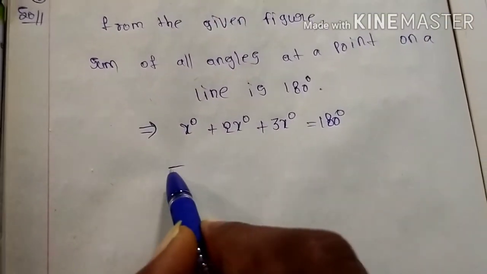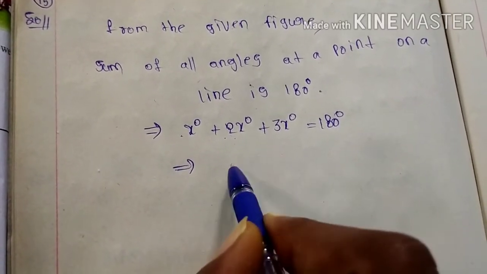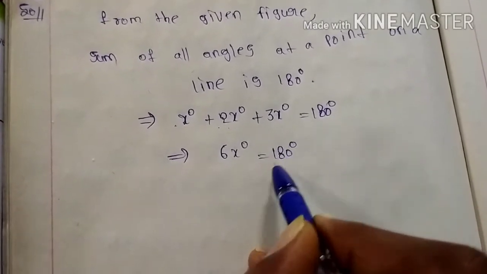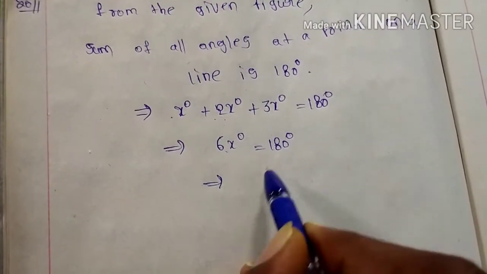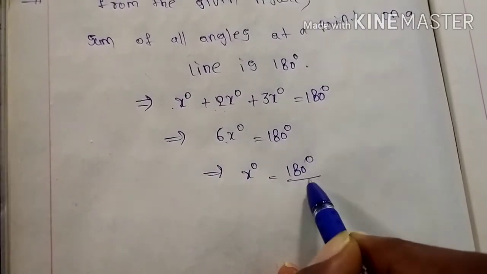See here, x means by default you have 1. 1 plus 2 is how much? 3. 3 plus 3 is how much? 6. 6x degrees is equal to 180 degrees. You can transpose 6 to RHS. That means x degree is equal to 180 degrees by 6.